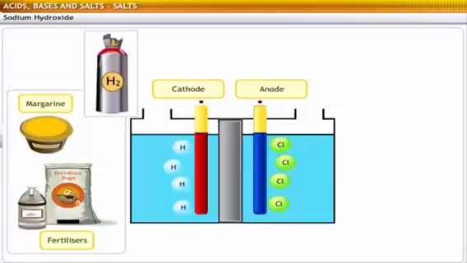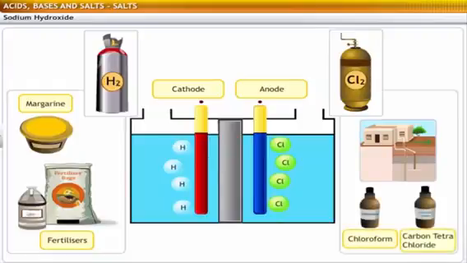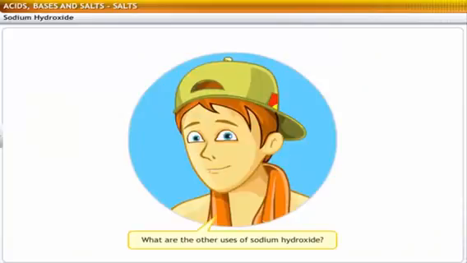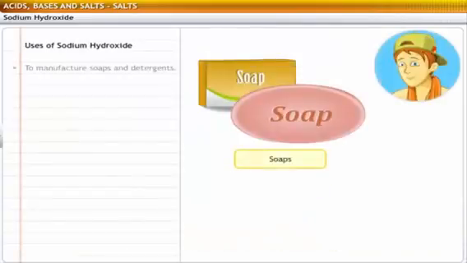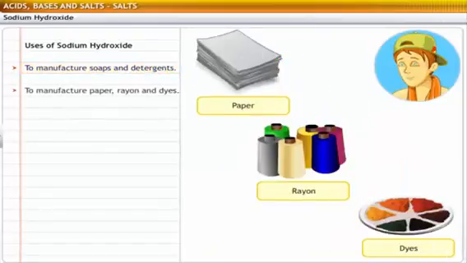Chlorine is used for water treatment in swimming pools, to manufacture chlorofluorocarbons, PVC, chemical compounds like chloroform, carbon tetrachloride, disinfectants, and pesticides. What are the other uses of sodium hydroxide? It is used to manufacture soaps and detergents. Sodium hydroxide is also used to manufacture paper, artificial fibers like rayon, and dyes.